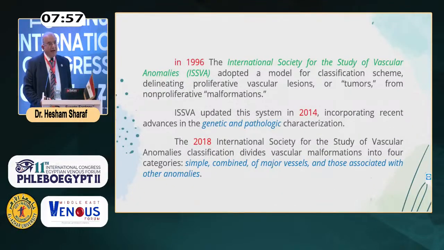In 1996, the International Society for the Study of Vascular Anomalies adopted a model classification scheme delineating proliferative vascular lesions or tumors and non-proliferative ones. The Society then modified this classification, completing it with recent advances according to genetic and pathologic characterization. In 2018, the International Society for the Study of Vascular Anomalies classified vascular malformations into 4 categories: simple, combined, affecting a major vessel, or associated with other anomalies.